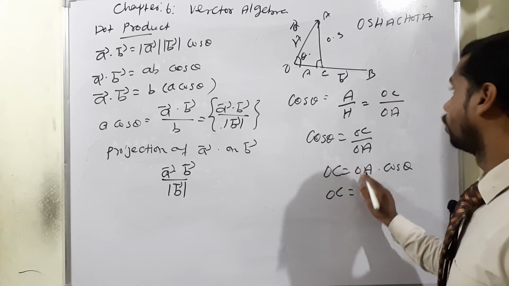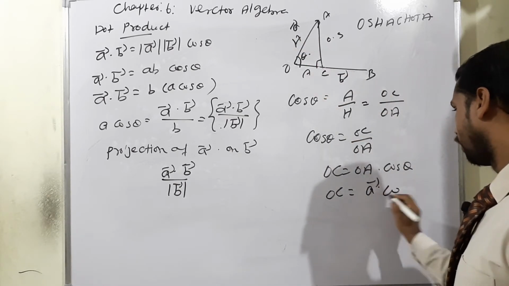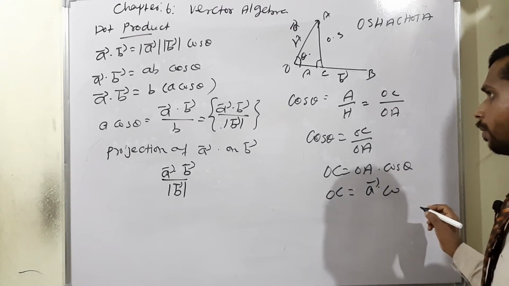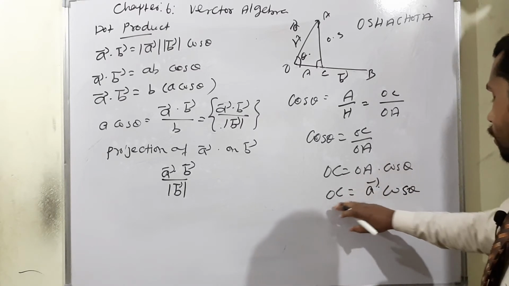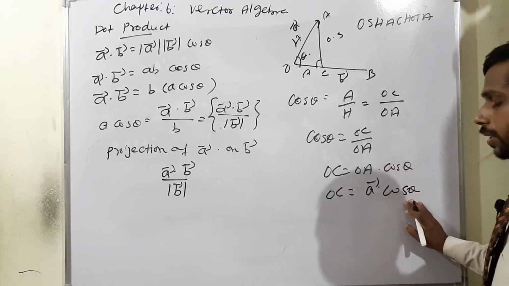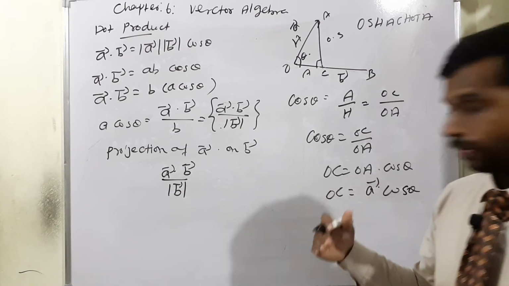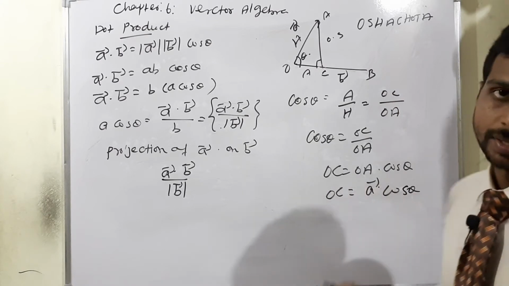Therefore OC is equal to OA, that is A, A dot cos theta, A vector dot cos theta, isn't it? Cos theta. Okay, so look at there, OC is equal to A cos theta, and this is the projection of A vector on B vector, that is A vector dot cos theta.